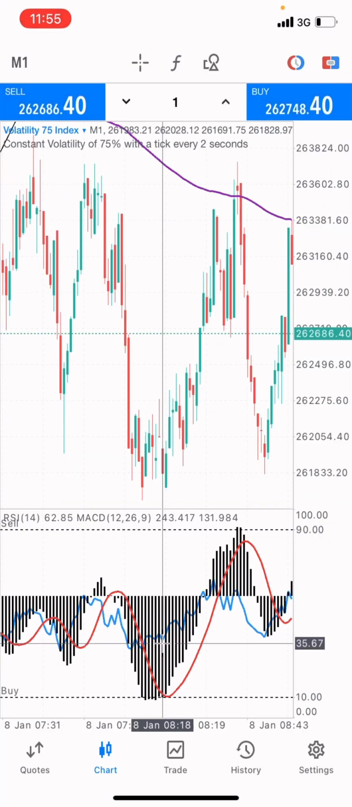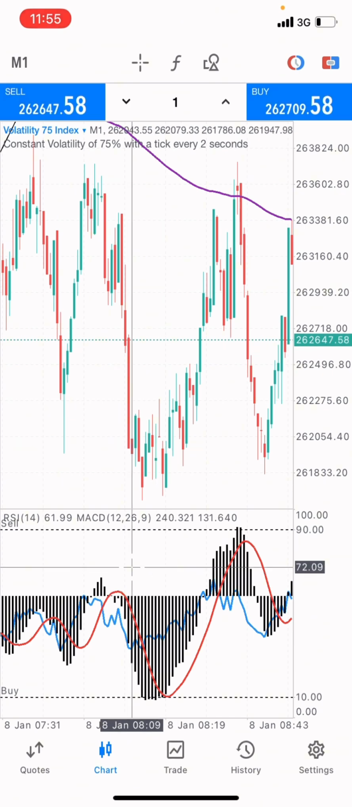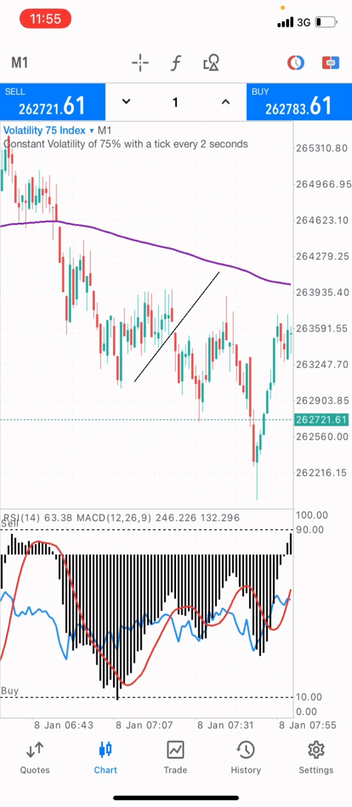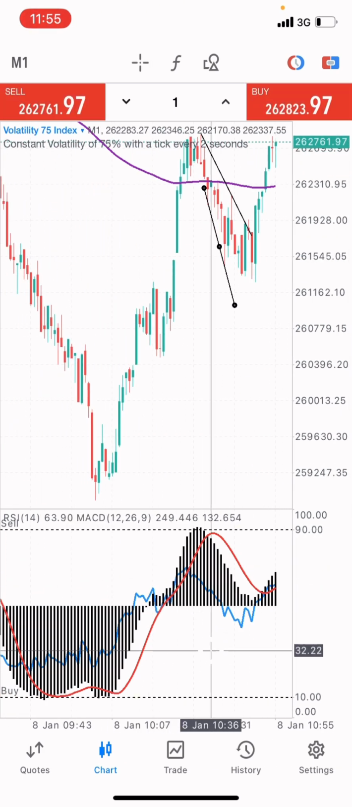So these are the two indicators which I use for trading the Forex VIX 75 index. Perfect strategy for you to make profits daily. Massive profits, guys. It always works all the time. Take a look. It always works.